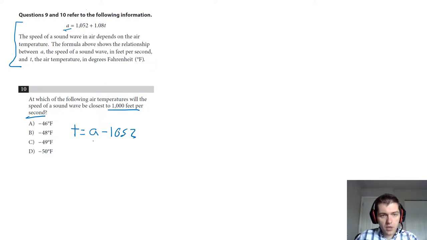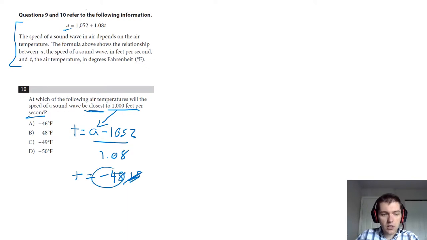1052 divided by 1.08. This is the calculator section, so at this point you can just go ahead, plug that 1,000 feet per second in for A, and that will leave you with T is equal to, when you do the math, plug into your calculator, negative 48.2015, and they're looking for which is the closest. It doesn't say closest up, closest down. It just says closest, so you'll round this down. And the correct answer is T is equal to negative 48 degrees Fahrenheit.